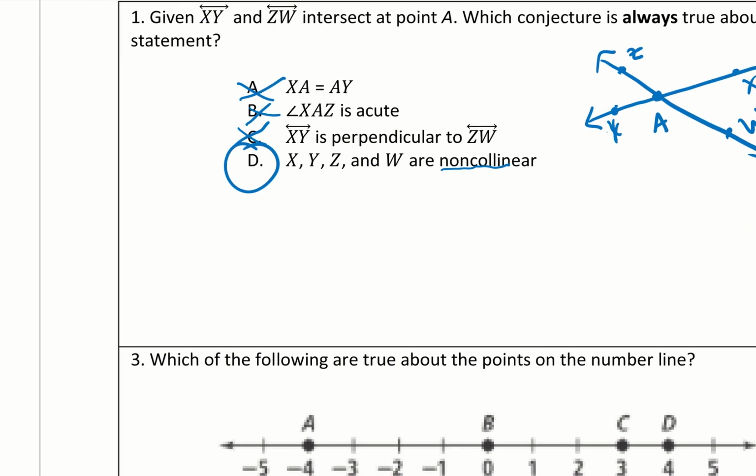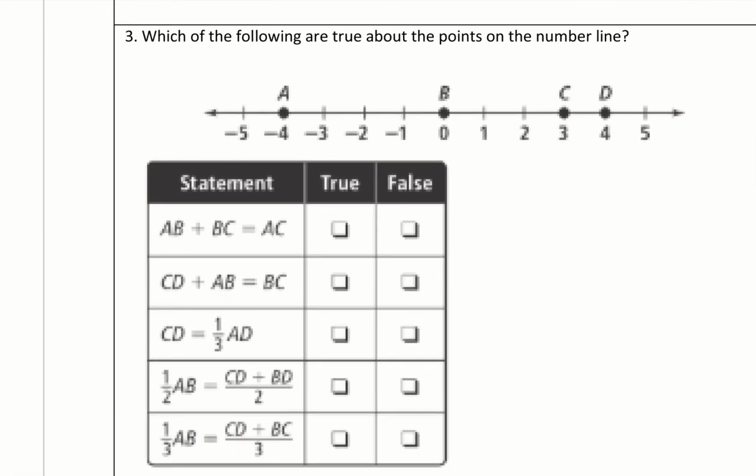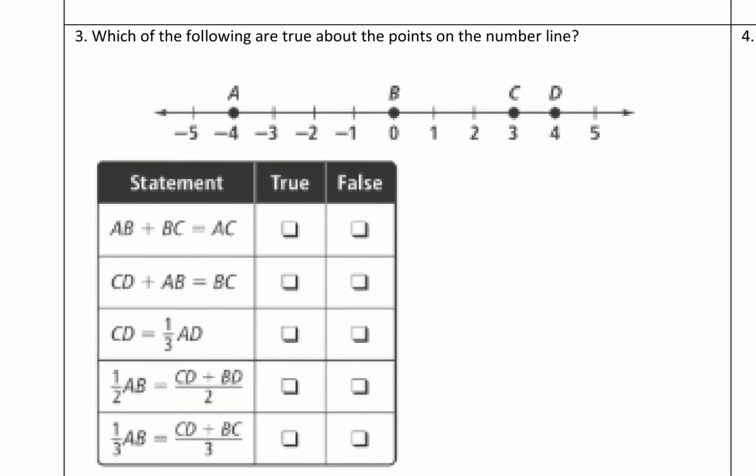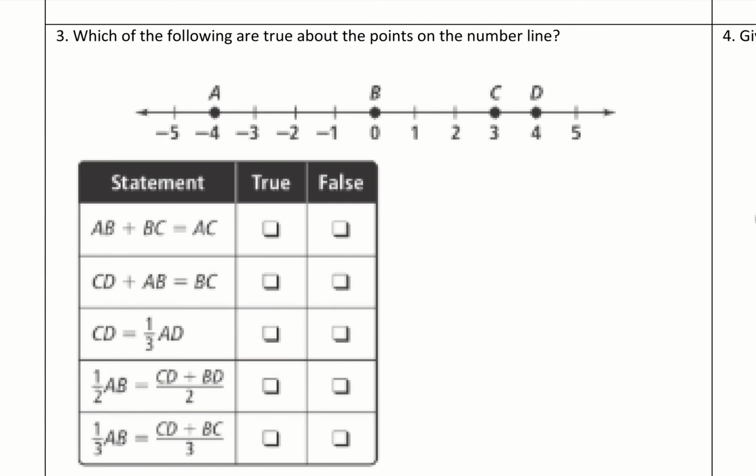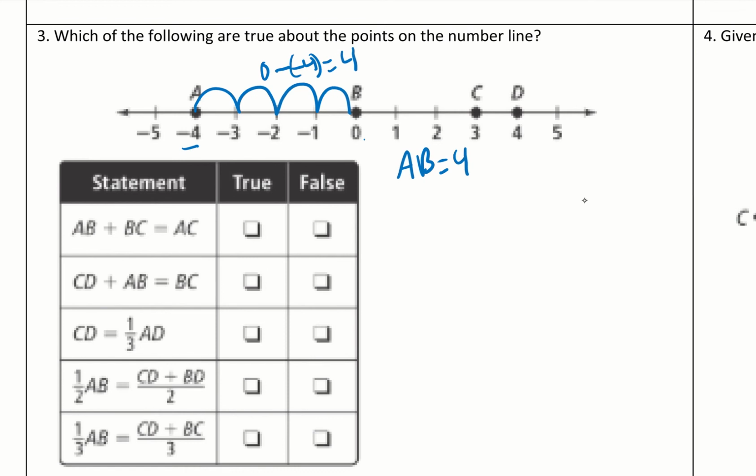All right, so number 3. Which of the following are true about the points on the number line? We're going to go ahead and list out all of these values here. So let's find AB. AB you can find by counting the number of jumps, or by subtracting. You could do 0 for B minus -4 for A, and if you did that, you would get 4. So either way, you're going to get 4 for AB.